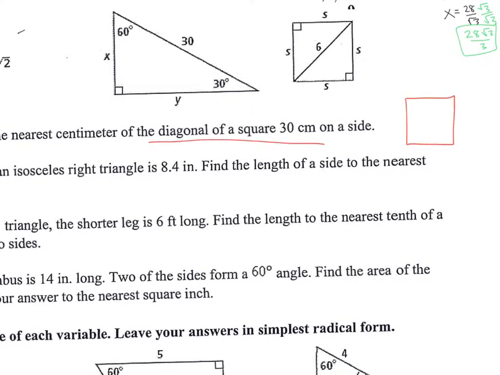So a square has 4 90s and these sides are all equal. The diagonal goes from one vertex to the opposite side. So if the side of the square is 30, this side is 30, you can either do the Pythagorean theorem or I would just do that. This is a 45, 45, 90, so this has to be 30 root 2.